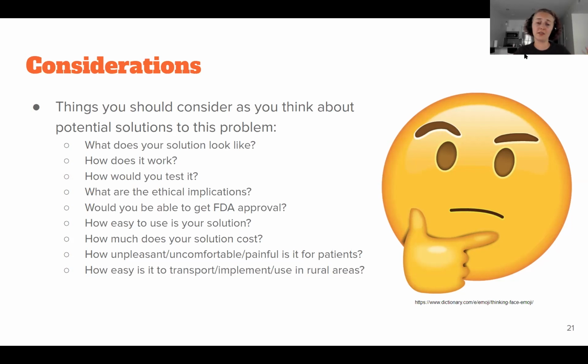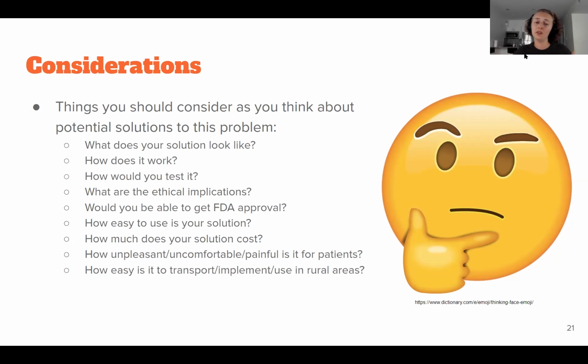Again, if your device or your treatment is very uncomfortable, or your medication has a lot of unpleasant side effects, patients won't want to use it even if it's effective. And then finally, how easy is it to transport, implement, or use in rural areas? We might want to think about what our solution requires. Does it require a whole hospital full of expensive equipment? Does it require a full team of doctors and nurses? Does it require electricity? So just things to think about.